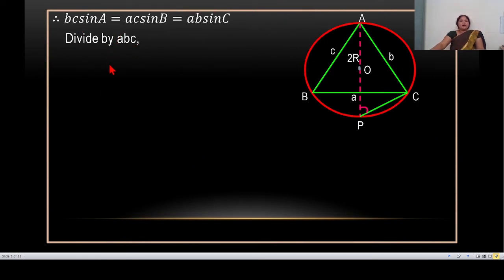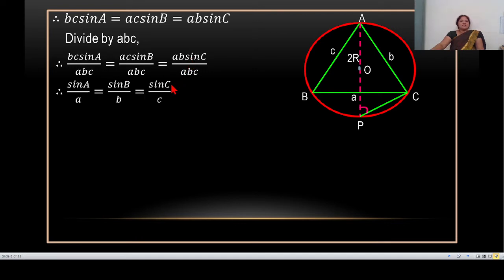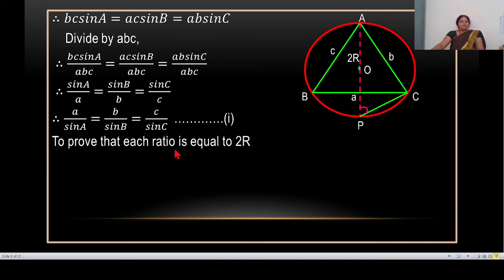Dividing throughout by abc. Therefore, bc sin A upon abc equal to ac sin B upon abc equal to ab sin C upon abc. Here bc gets cancelled and therefore sin A upon a equal to sin B upon b equal to sin C upon c. And therefore a upon sin A equal to b upon sin B equal to c upon sin C. Now to prove that each ratio is equal to 2R.